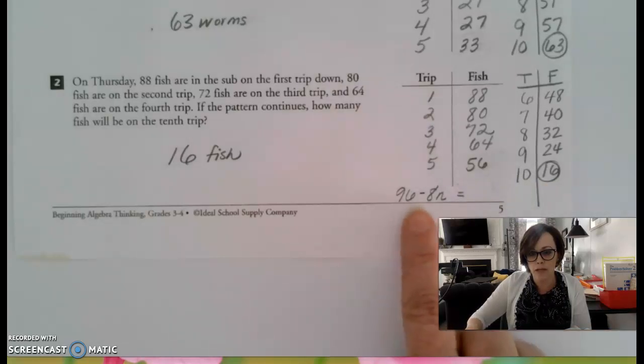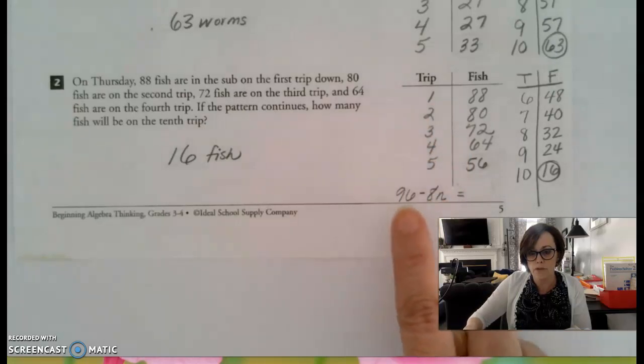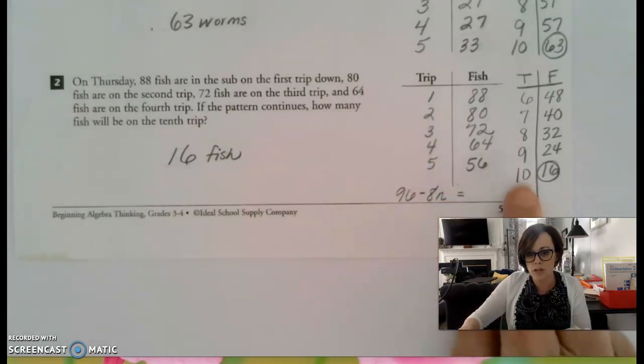My algebraic expression to show what was happening on the rule of my table, from my left column to my right column, the relationship there was 96 minus 8 times n. N is our trip number, and it works every single time. I'll show you on our 10th trip. Actually here, 8 times 10 is an easy one to do in your head. We know 8 times 10 is 80, so 96 minus 80 is indeed 16.